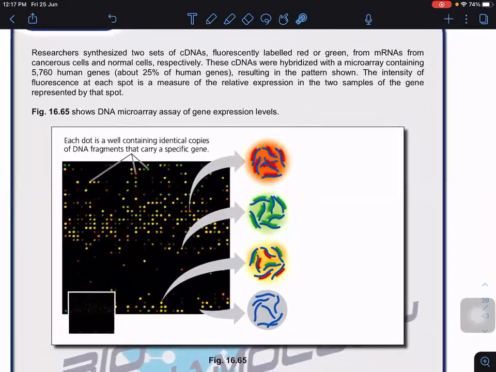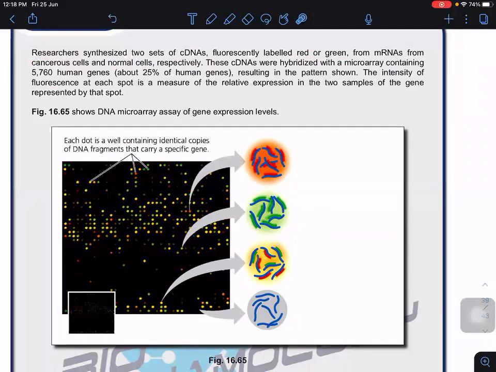Researchers synthesized two sets of cDNA, fluorescently labeled red or green, from mRNA from cancerous cells and normal cells respectively. So red color is for the cancerous, green color for the normal. Understand what respectively means: the first one matches the first one. The results show here. It was hybridized with a microarray containing over 5,000 genes, resulting in the pattern shown here.